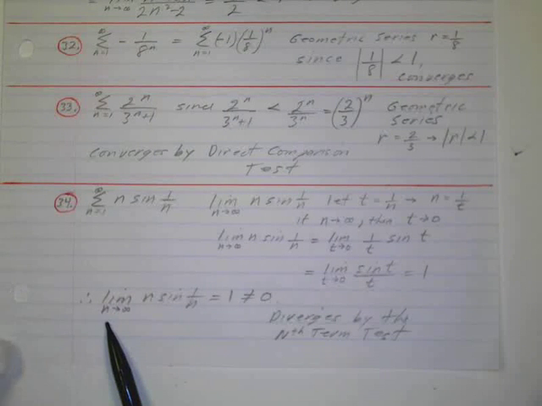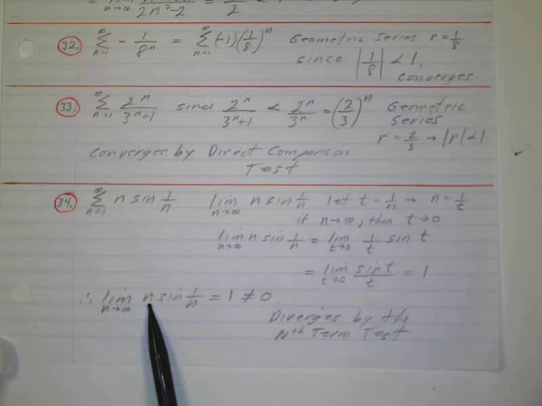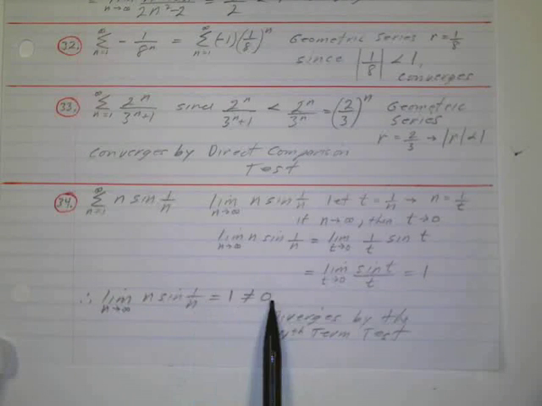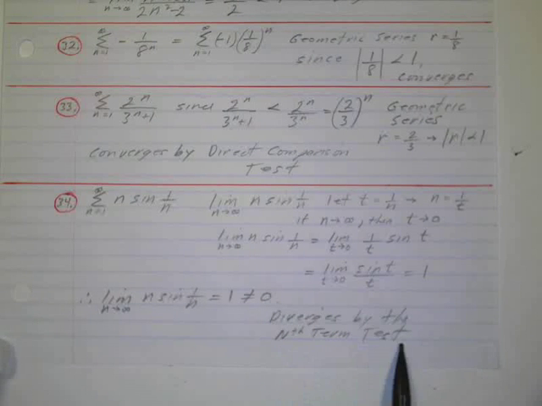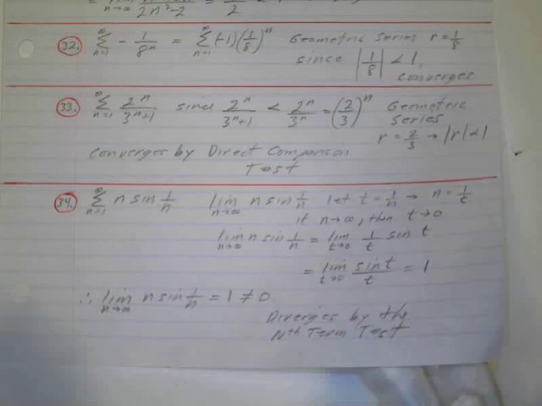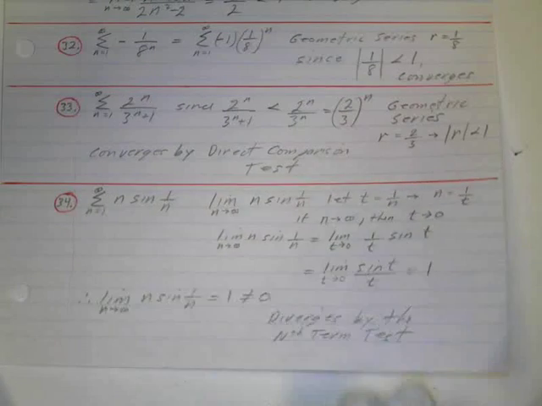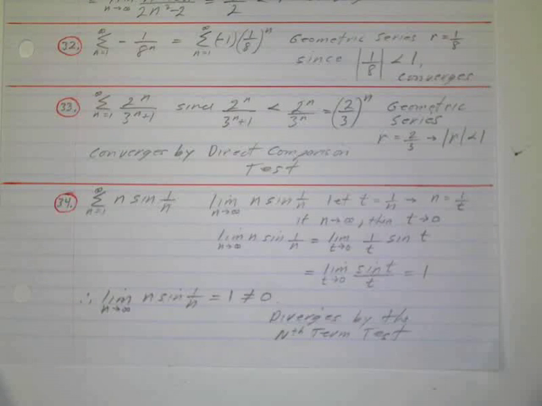Since the limit of the terms as n approaches infinity does not equal 0, but equals 1, it diverges by the nth term test. Because if it does converge, the limit of the nth term must be 0. Therefore, by the contrapositive, if the limit of the nth term as n approaches infinity is not 0, then it does not converge. So that's your good old nth term test. Okay, those help. We'll do a few more in a moment.